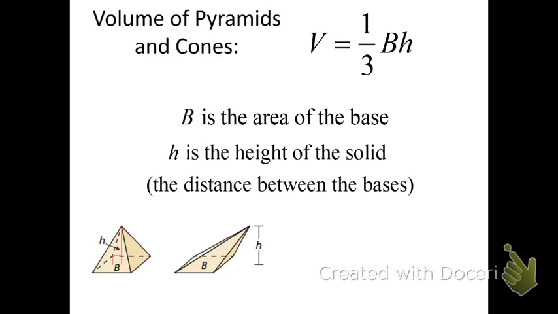Whether it's an oblique pyramid or straight, you're going to use the perpendicular height for H. Same thing with cones. Cones can also be oblique like that. So if it doesn't look like a normal cone, just find the distance from the top of the cone straight down perpendicular to the base.